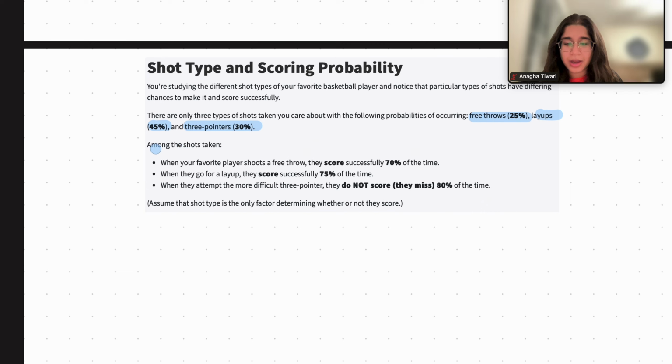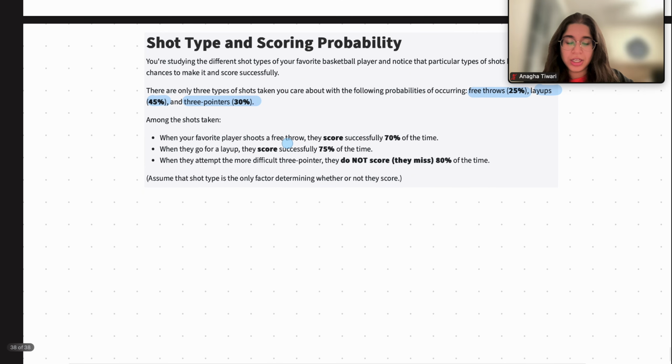Assume that among the shots taken, when your favorite player shoots a free throw, they score successfully 70% of the time. When they go for a layup, they score successfully 75% of the time. And when they attempt the more difficult three-pointer, they miss 80% of the time. So there are these different probabilities here, and given that specific event, the probability of success is different for each of the three types of shots.